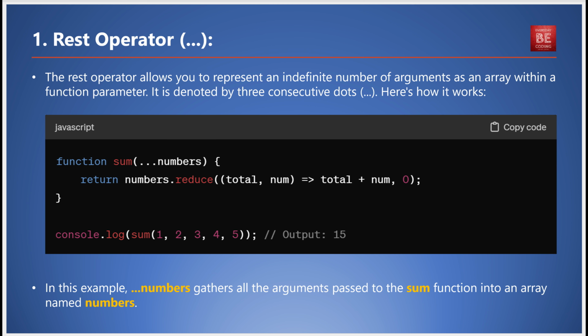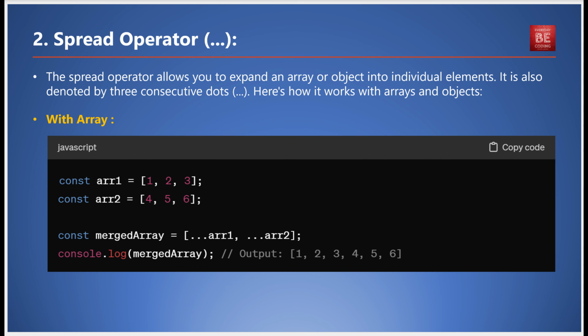Picture this scenario. You have a function that sums up numbers. Instead of specifying each number individually, you can use the rest operator to gather all arguments into one array. So with a function like this, function sum, console.log(sum(1, 2, 3, 4, 5)), you will get an output of 15. It's that simple. The rest operator gathers all the arguments passed to the sum function into an array named numbers. Now onto the spread operator.